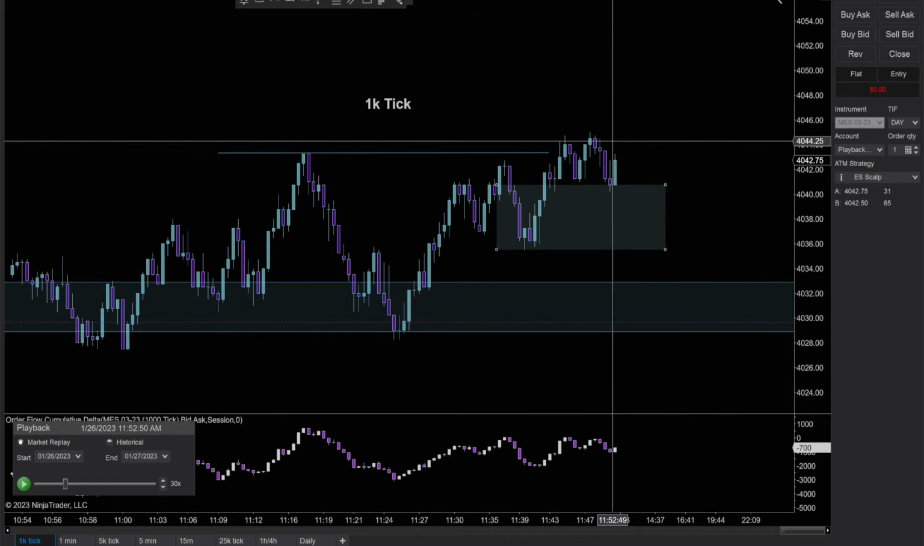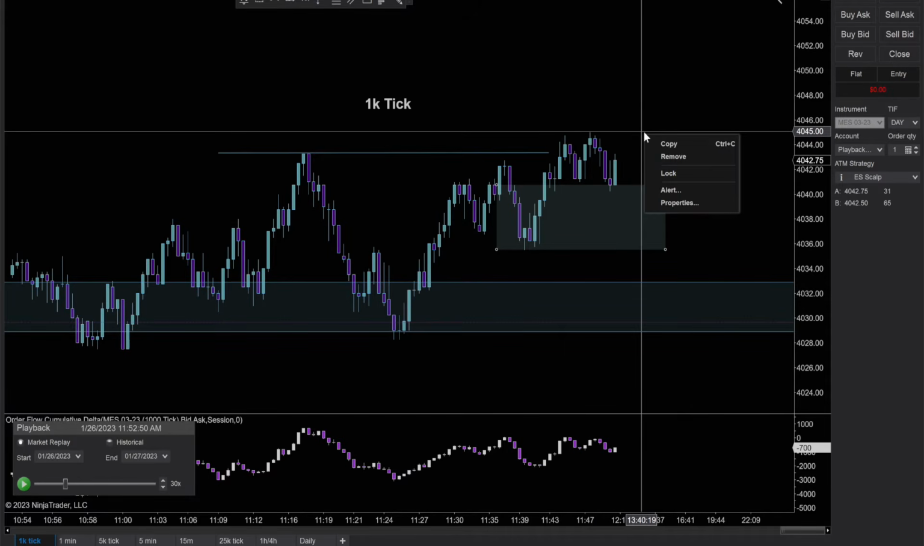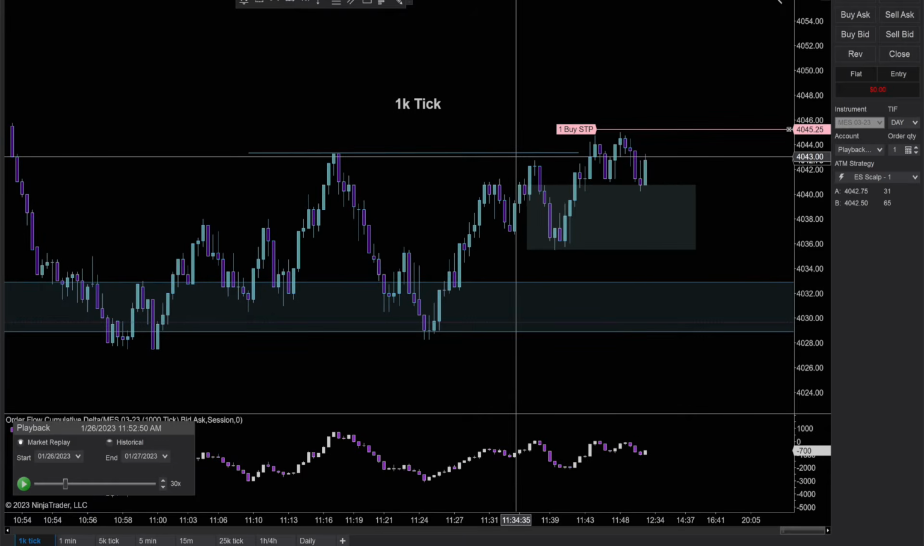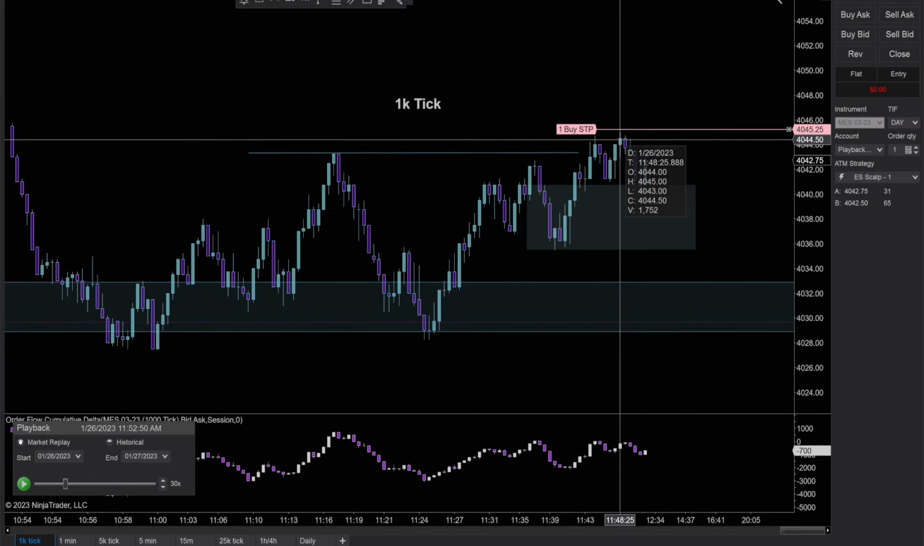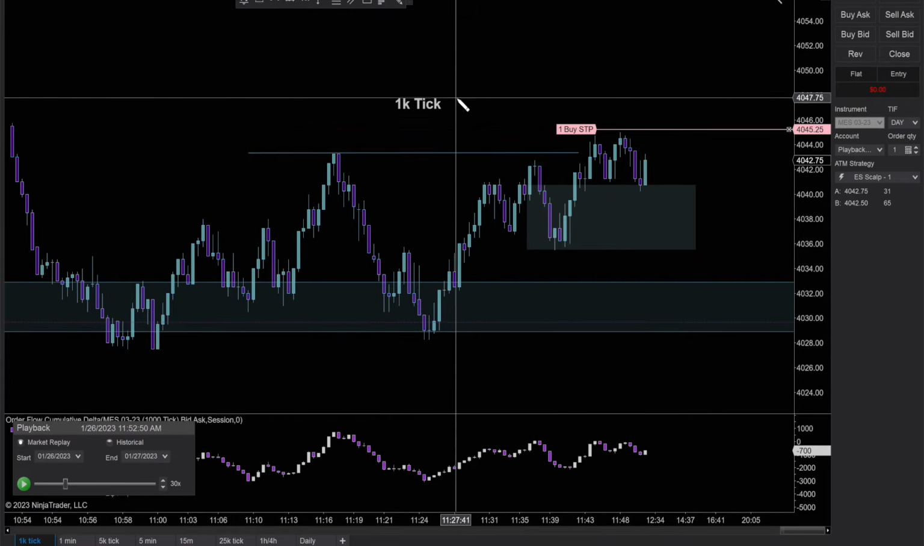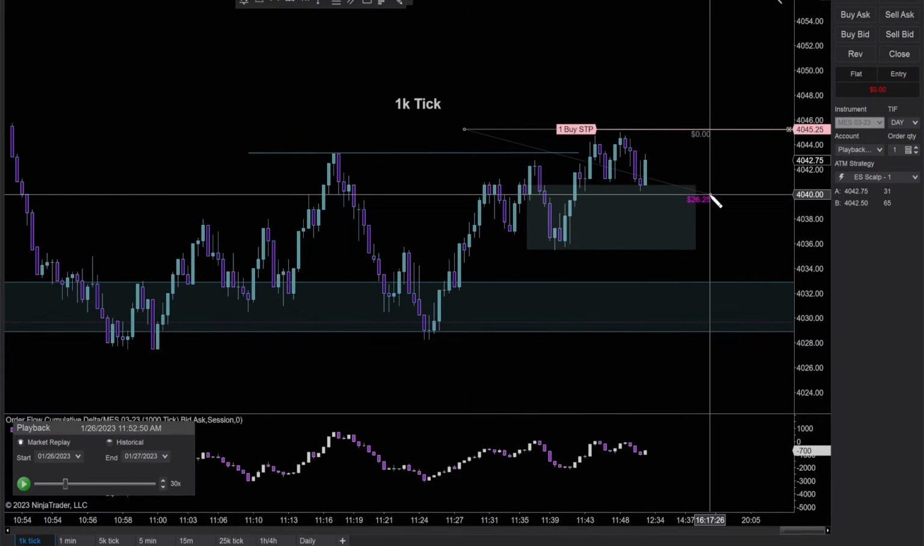But if I were going to be looking at this, we've now touched the zone. So I'm going to look at entering on the first break of structure, which is going to be here. So I'm going to do a buy order right there. The high of this candle is 45, so my order is at 45.25. And I like to use this measurement tool because my first target is generally a one-to-one.